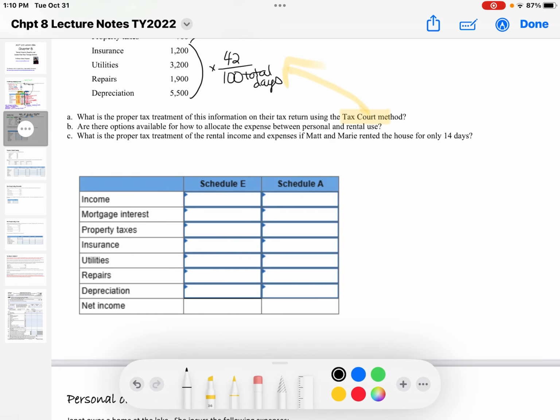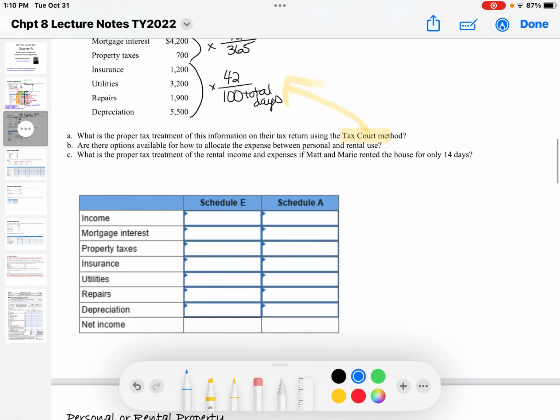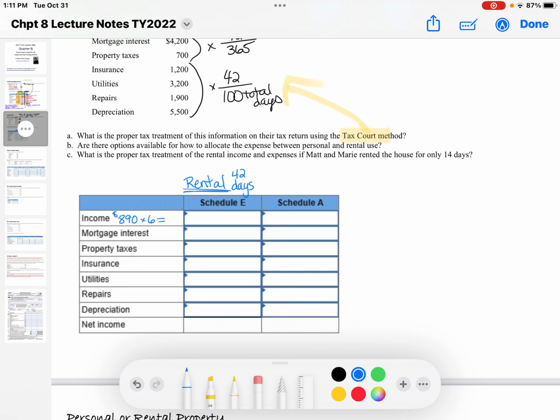And let's focus only on the Schedule E to start. Okay, so the Schedule E is my rental. This was my rental property, and we rented it for 42 days. All right, so here's what this is going to look like. Income is income. In this case, it was $890 per week, and it was 6 weeks. So that's a total of $5,340.